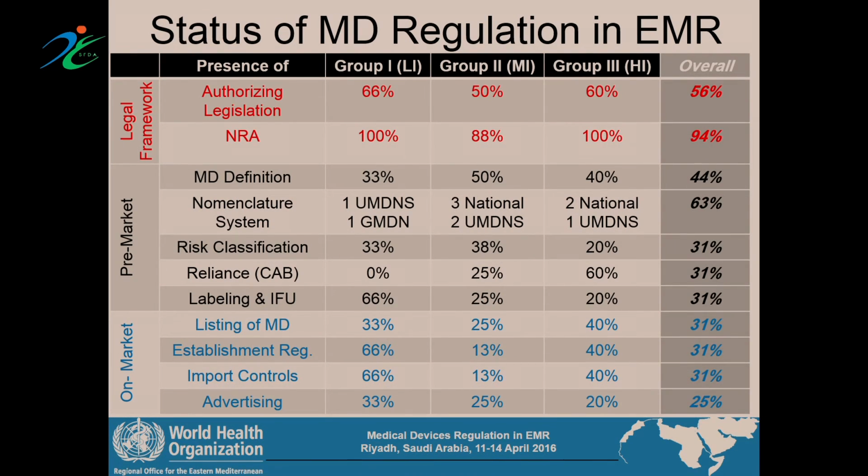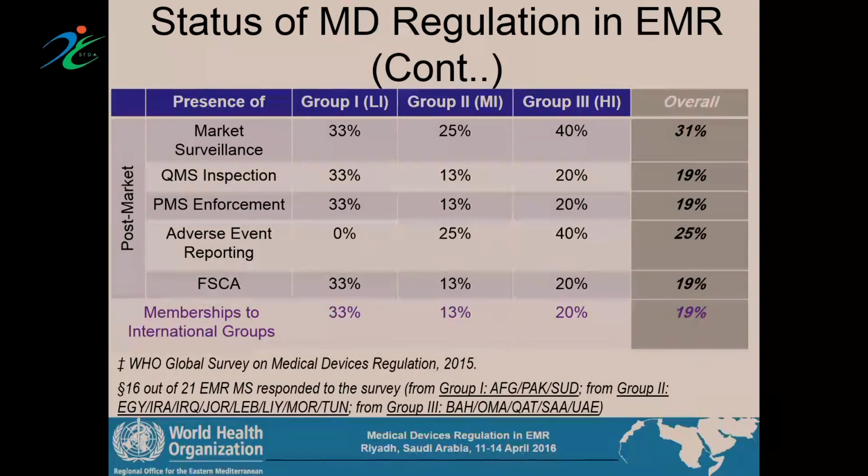By the way, in the high income column, mostly Saudi Arabia are the ones contributing to the percentage, and that's why we're here, for the others to see why and to benefit from that experience. If we go to the post-market, do you have a market surveillance mechanism to monitor your products, quality management system inspections, post-market enforcement, meaning that your regulators go and pull the devices that are of low quality or that have caused some damage or risk.